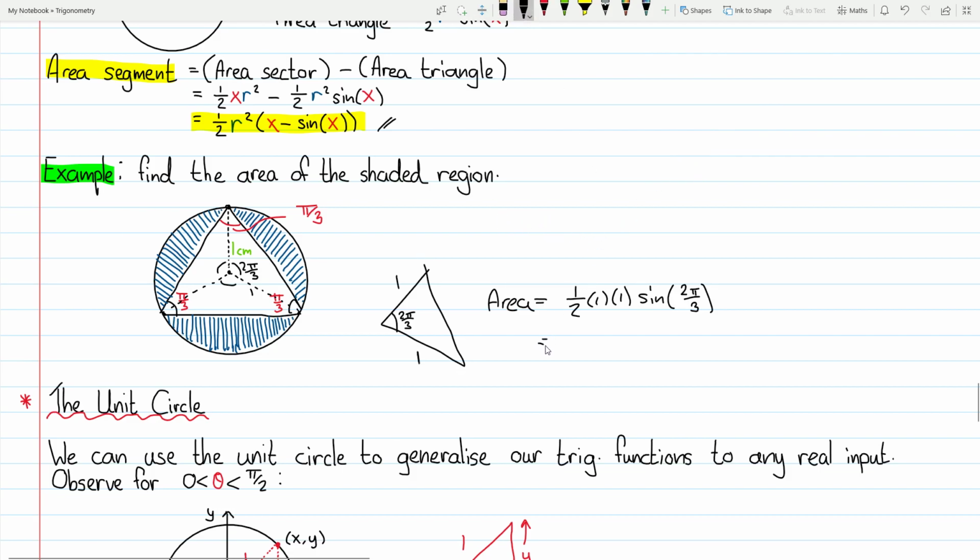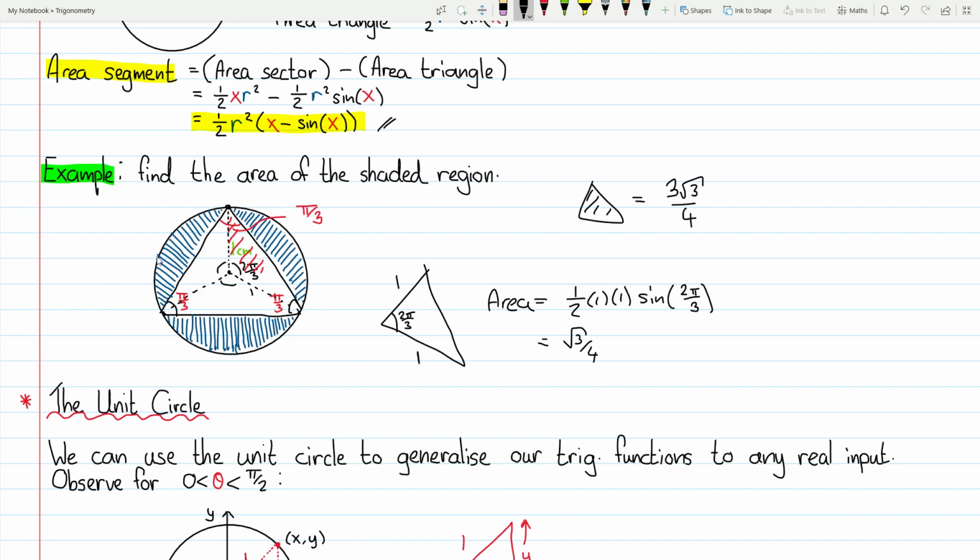But if we plug all this in, we then get 1/2 times 1 times 1, so we don't really need to worry about that, times sine of 2 pi over 3. And my calculator gives √3 over 4. So this gives us the area of the triangle. We times this by 3 because this area is going to be equal to this area, so this gives you the area of the whole triangle. So the area of the equilateral triangle is equal to 3 times the square root of 3 over 4.